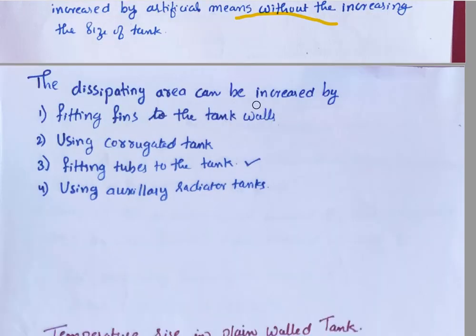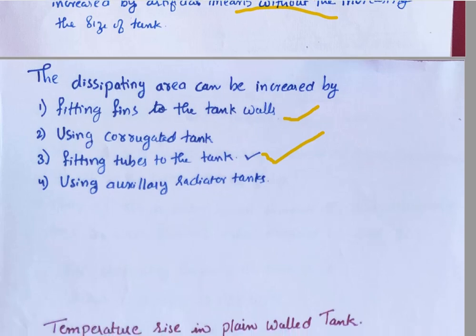The dissipating area can be increased by fitting fins to the walls. This is one method; others are using corrugated tanks, fitting tubes to the tank, and using auxiliary radiator tanks. Basically we will use fitting tubes to the tank. This is the most economical and efficient method. This we have seen.